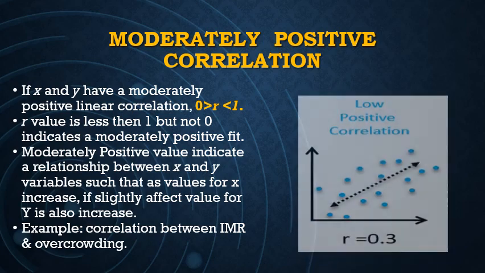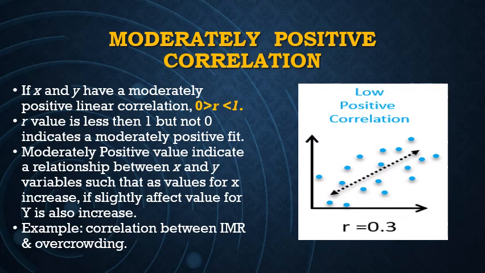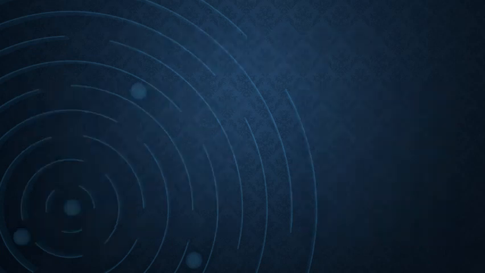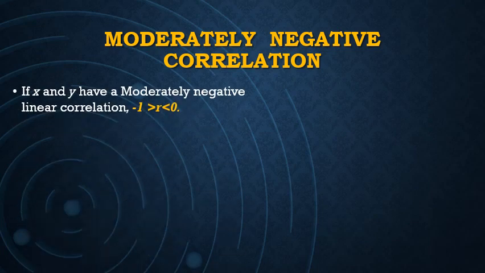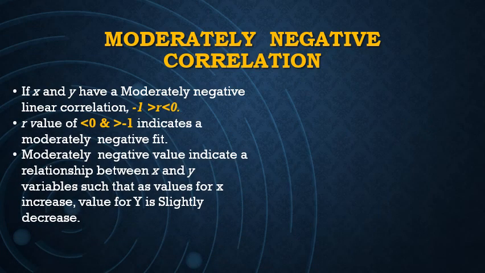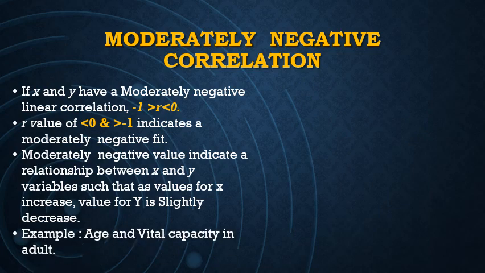Fine. Next, this is the low positive correlation, that is R is equal to 0.3. Next is moderately negative correlation. In that, R will be greater than -1 but less than 0. So moderately negative value means if X increases, there will be a slight decrease of Y. An example is age and vital capacity in adults. As age increases, vital capacity slightly decreases. Fine.